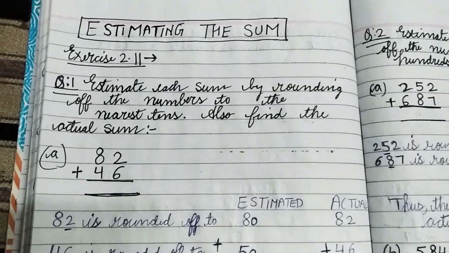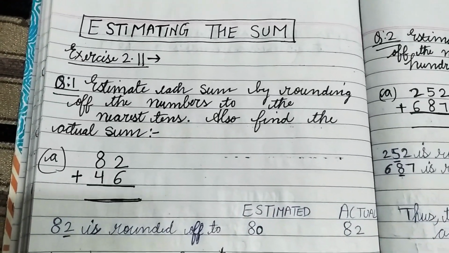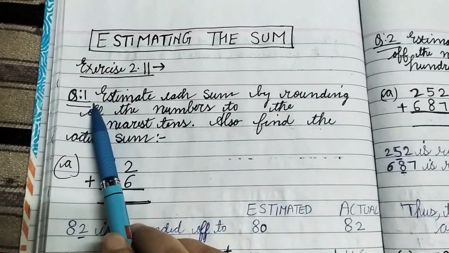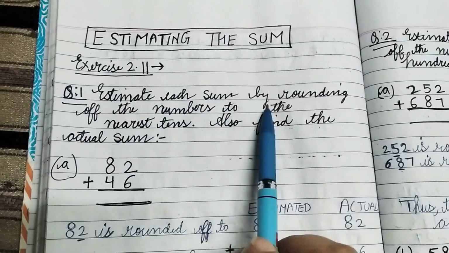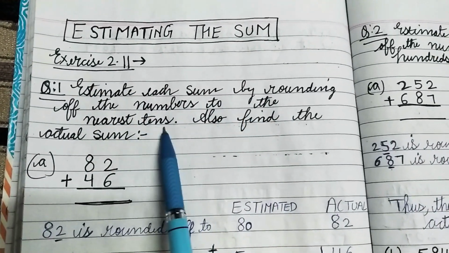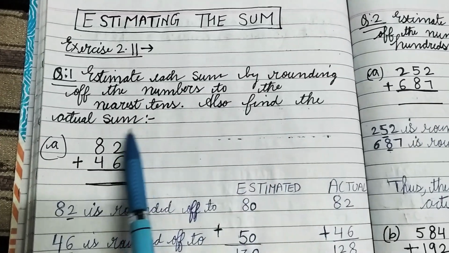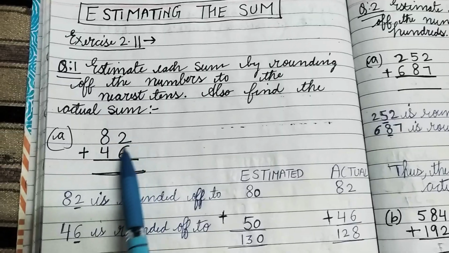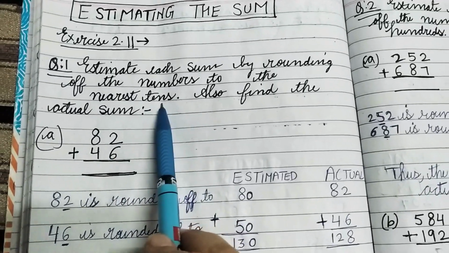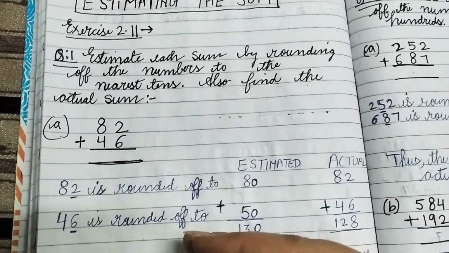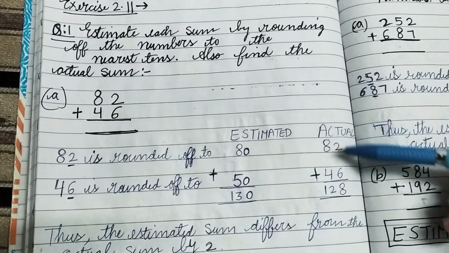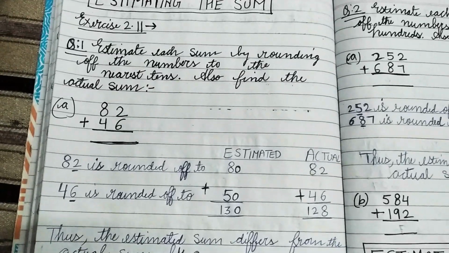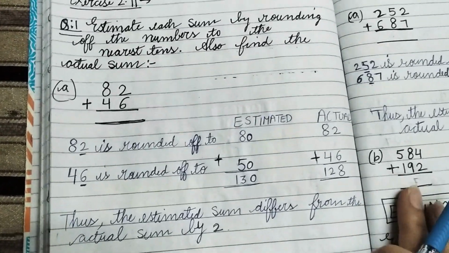Okay, so let's begin with exercise 2.11, that is based on estimating the sum. So question number 1, estimate each sum by rounding off the numbers to the nearest tens. Also find the actual sum. So students, here you are required to round off each of these numbers to nearest tens. Okay, so you will calculate the estimated sum and the actual sum, and you will see the difference between the two. You will compare those two sums.